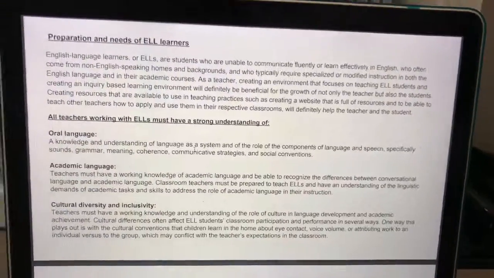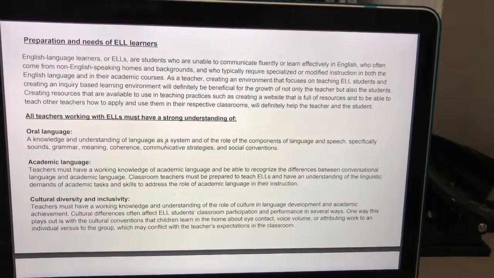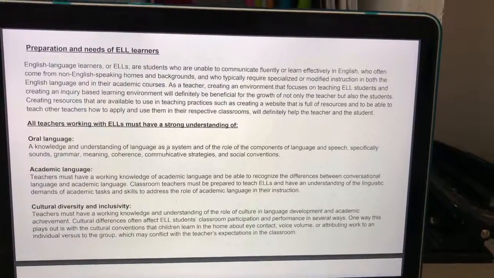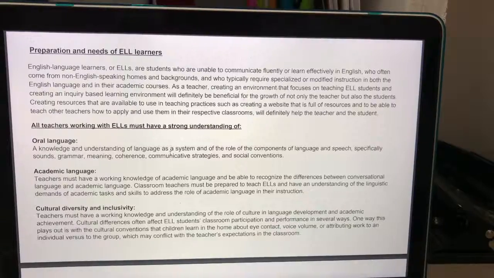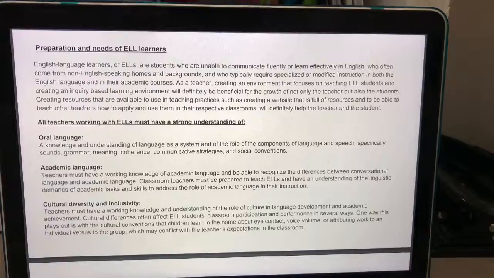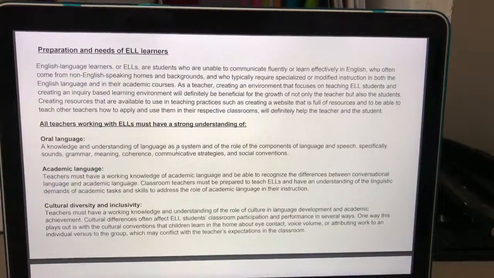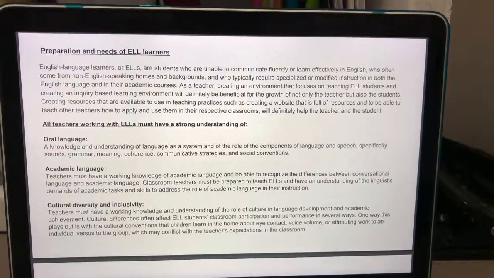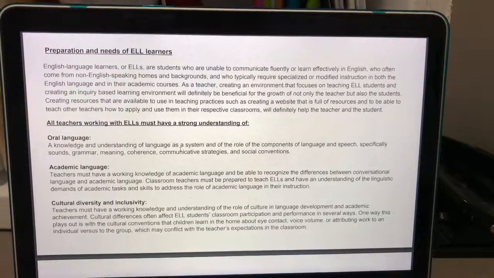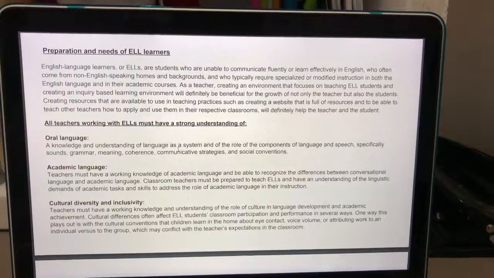So me personally, I took this as my action research due to the fact that I am able to relate to ELL learners, and also the fact that I have experience in teaching ELL learners through my past teaching experiences. All teachers working with ELLs must have a strong understanding of oral language. So basically, a knowledge and understanding of language as a system and the role of components of language and speech, such as grammar, meaning, coherence, communicative strategies, and social conventions.